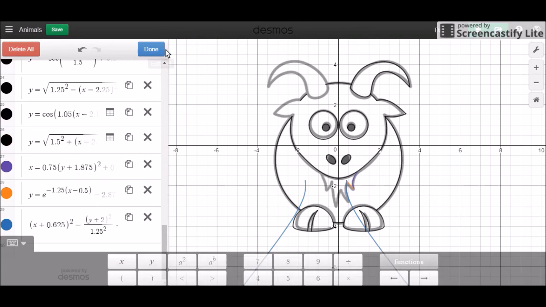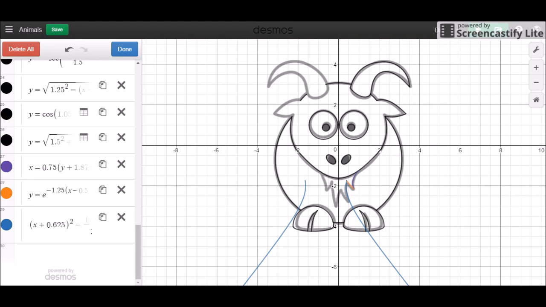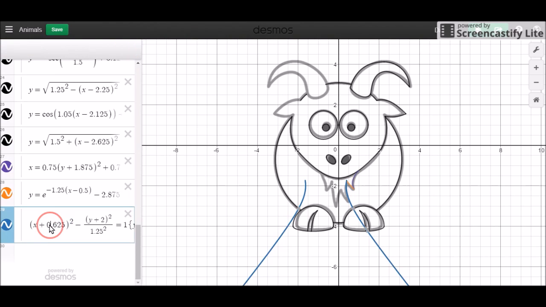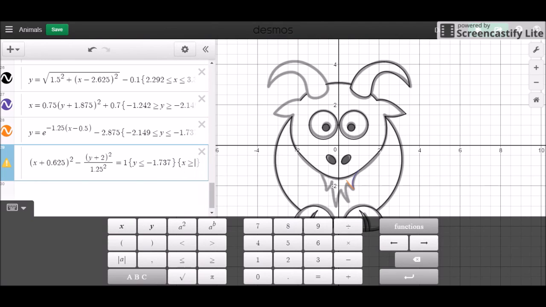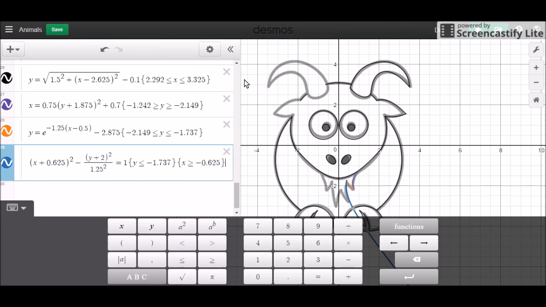All right, so I hope this gets you started on helping you finish the graph. This is bothering me, so you can fix that by setting an extra constraint: x is greater than this number, negative 0.625. All right. Well, there you have it. As I said, I hope this helps you get a nice idea on how to continue finishing this entire graph.